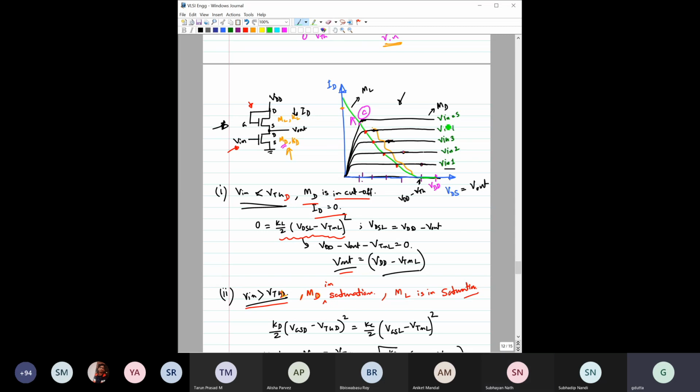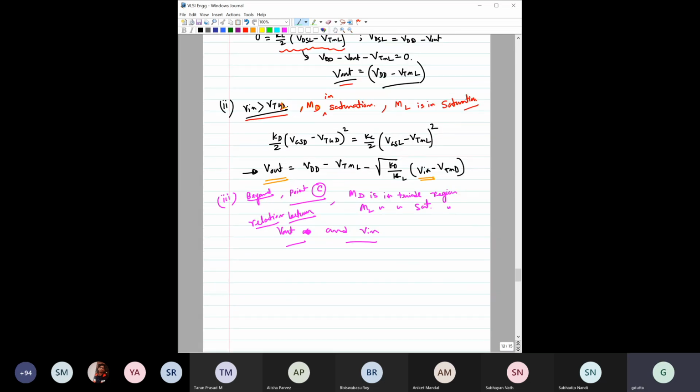So we have to find that V in for which this transistor will just enter into the saturation region, right? You know the condition for the transistor to be in saturation, that means VDS saturation. Or maybe if you want, I can write it now. Fourth point is to find the point C. So at point C, this VDS of the driver going into saturation would be equal to VGSD minus VTHD, right?